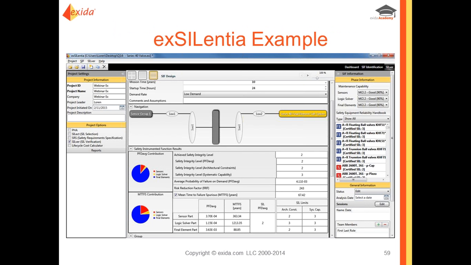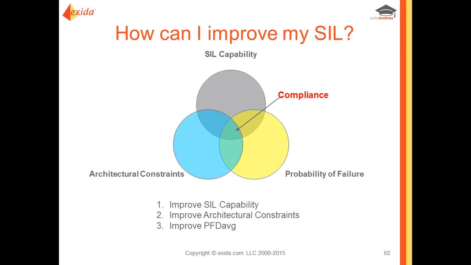So let's look at an example. I did this earlier in our Excellentia software. So I used a sensor, a logic solver, and a final element to make a system. I'm going to go ahead and blow up that bottom portion here. As you can see, we have an achieved safety integrity level of 2.